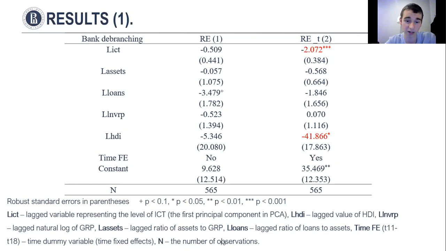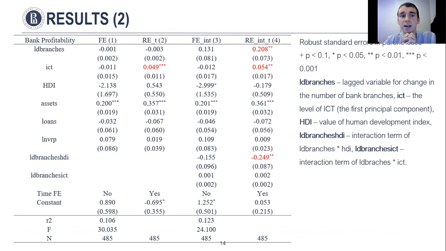Now, these are the results for the second regression, where I try to measure the impact of bank debranching on bank profitability given a certain level of ICT and a certain level of financial literacy. Here, there are some significant results that might seem very counterintuitive. For example, in the fourth specification, which is a random effects model including interaction terms and time fixed effects, we see that bank debranching is indeed positively associated with bank profitability.